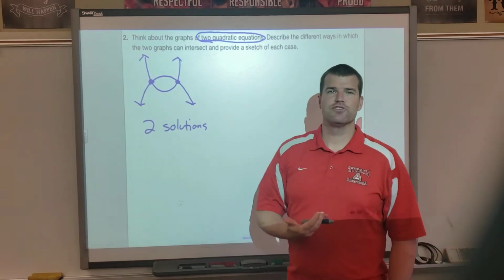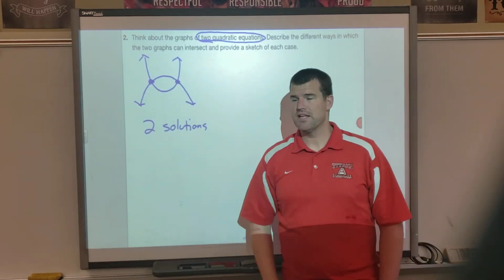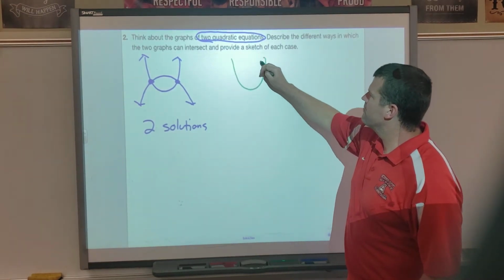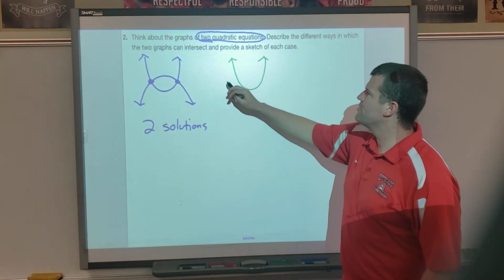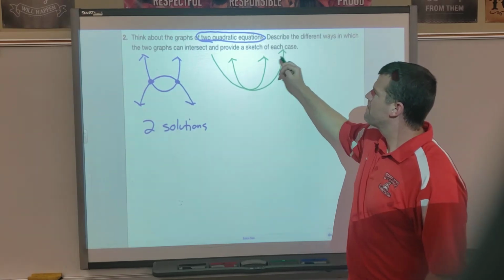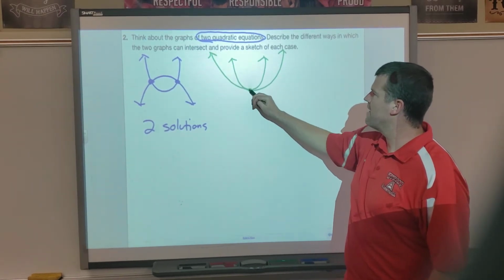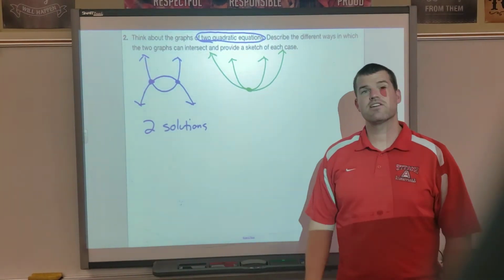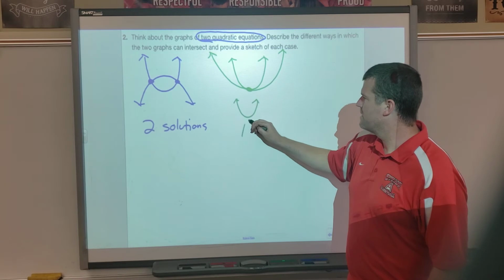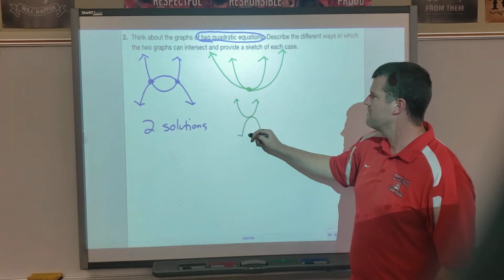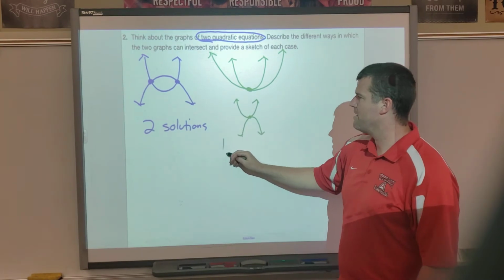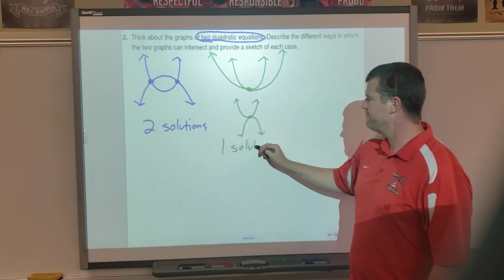Is it possible for two parabolas to just cross in one place? Well, yeah. We could have one that opens up, and maybe we have one that shares the same vertex but is wider. These two graphs only cross one place, they cross right there. Or you could have one opening up, the other opening down, but it only touches in one spot, right? So both of those would be examples of graphs that would have one solution.